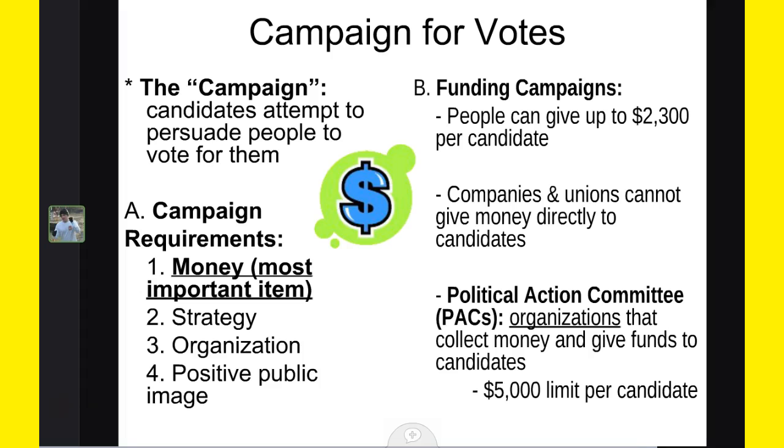There's a lot more rules that go into PACs, but what you want to understand about funding campaigns is that people are limited in their campaign donations, and you want to think about why. What role could money play if we didn't limit it? What would happen if people could give unlimited amounts of money? What types of people would have power over our politicians?